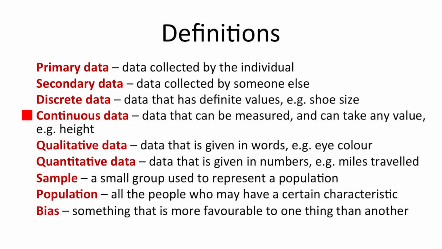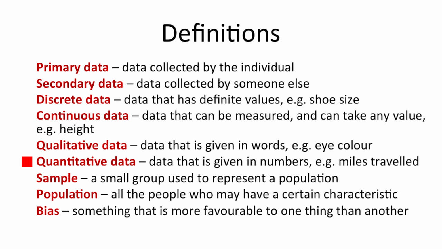Continuous data is data that can be measured and can therefore take any value depending on the scale we're measuring with. So an example of continuous data would be height. Qualitative data is data that is given in words. For example, eye colour. So the particular characteristic we're recording would be given in words rather than numbers.